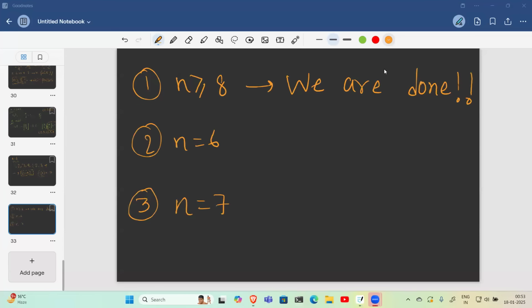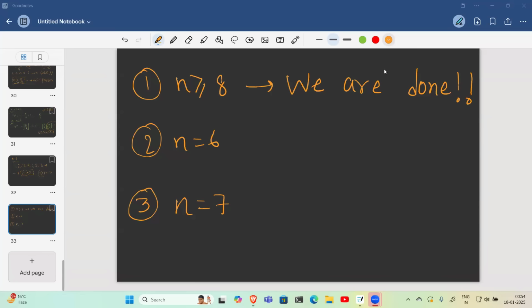Anyone with any idea? What to do if n equal to 6 and n equal to 7? Because if n is greater than or equal to 8, then we are done, right? There are many ways I showed you. One is you print till n by 2 and then you again print. Or you just simply print a 1 till n minus 2 and then you again print a 1 or 2. All of these work, a lot of things work. But what if n equal to 6 or n equal to 7? Any idea?